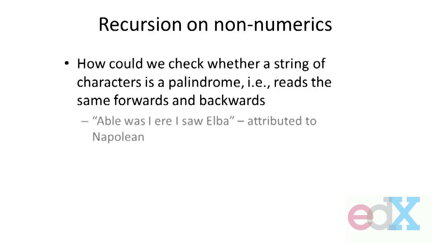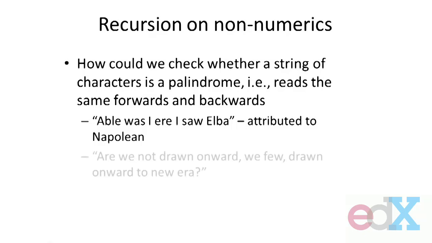Classic example, attributed supposedly to Napoleon, although that's highly unlikely, is something like, "Able was I ere I saw Elba." And if you look at it on the slide, you'll see if I read it from left to right or from right to left, it's exactly the same. Another wonderful example, "Are we not drawn onward, we few, drawn onward to new era?" Another great example of a palindrome.